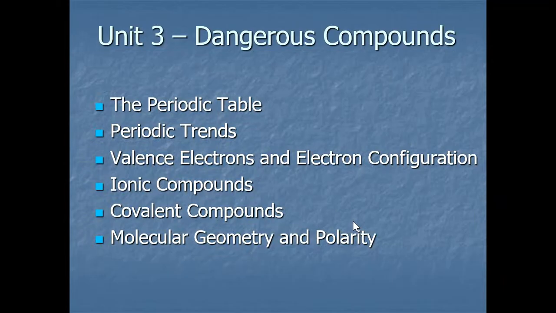Then there'll be one on periodic trends, followed by one on valence electrons and electron configurations. Then ionic compounds, again talking about how they are made, how to name them, and how to write their formulas. Then covalent compounds, same thing: how they are created, how to name them, and how to write their formulas. And then finally, molecular geometry and polarity will come around full circle about the compounds.